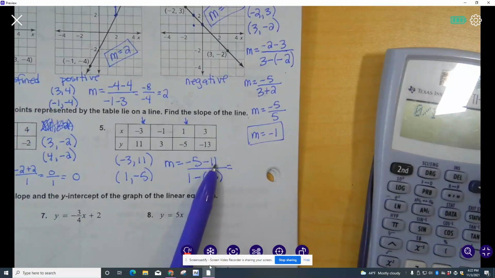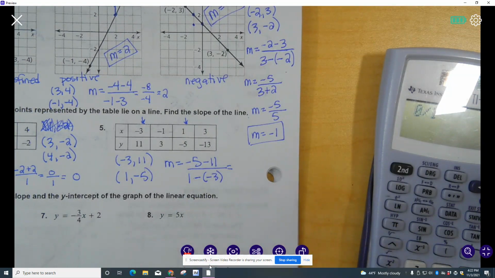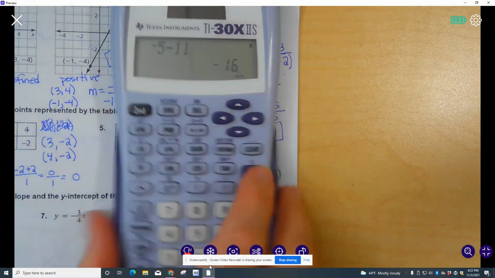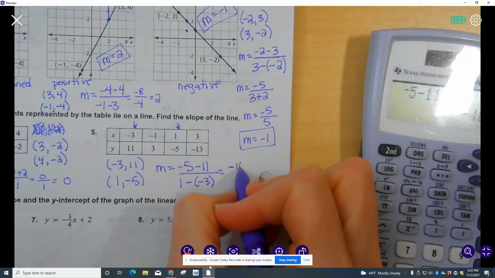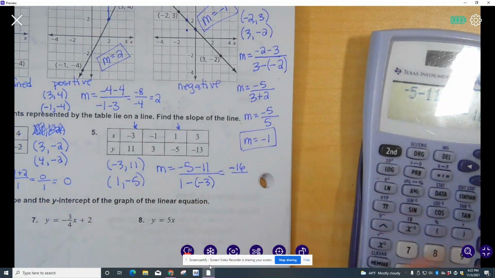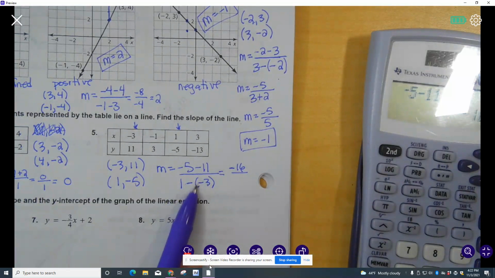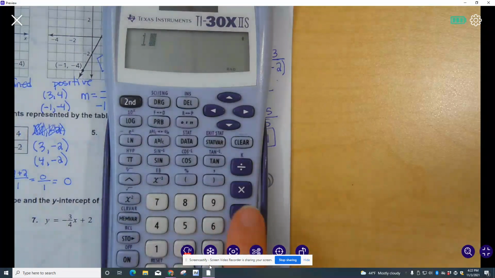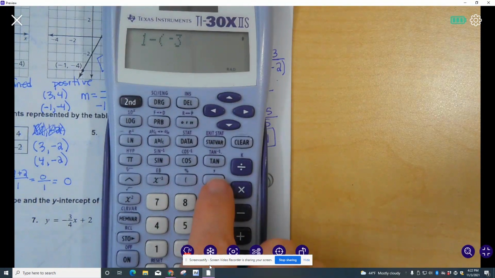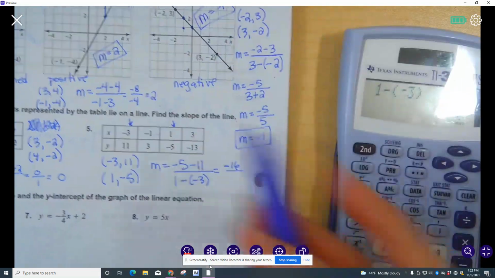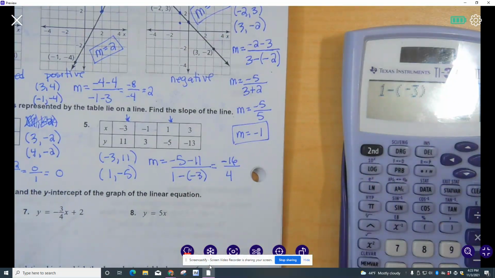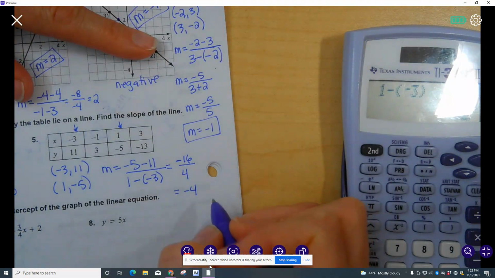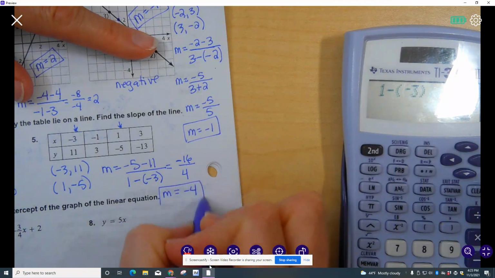Okay, negative 5 minus 11 is going to be, remember, if you're not sure, use your calculator. Negative 16, because you want to get these right. We could even use it here. It's going to end up to be 3 plus 1, so I should get 4, but I'll show you that the calculator does that correctly. 1 minus, parenthesis, negative 3, parenthesis, 4. Negative 16 divided by 4 is negative 4. So the slope is m equals negative 4.